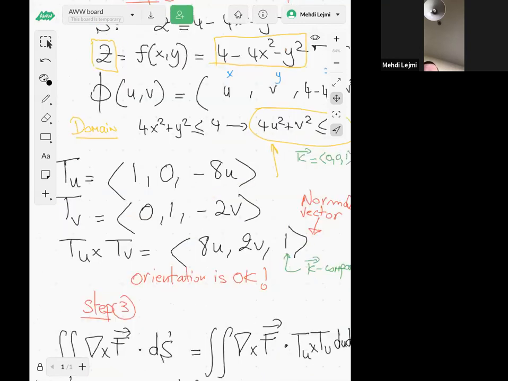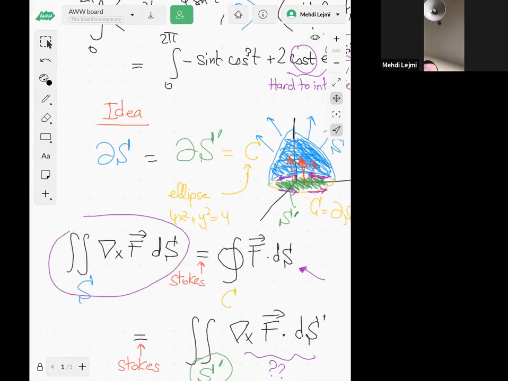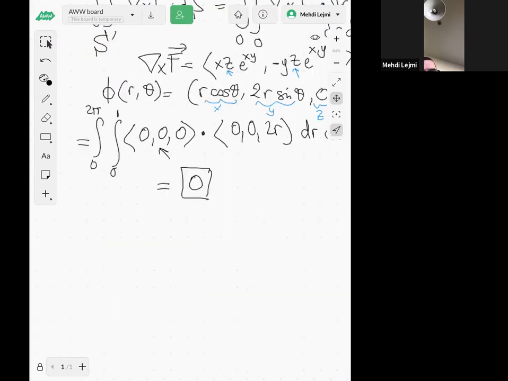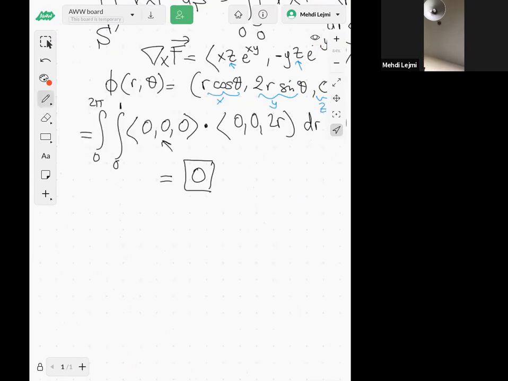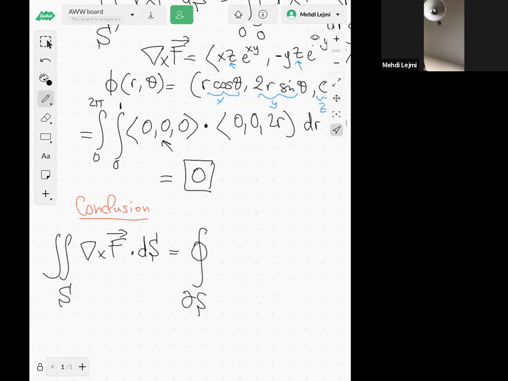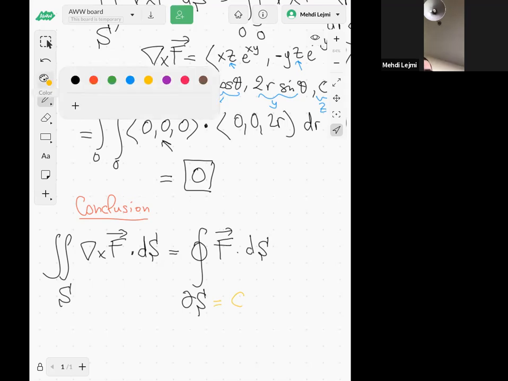Okay, so what we are saying, guys, is that the conclusion is that my initial integral, which is the curl of F along S, which turns out to be hard to evaluate, by Stokes theorem is equal to this vector line integral, the integral of F along the boundary of S, which is C. And this integral is also hard to evaluate.